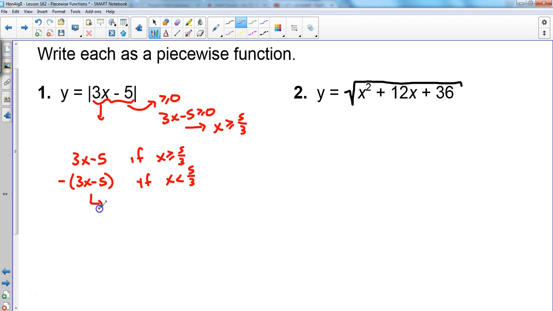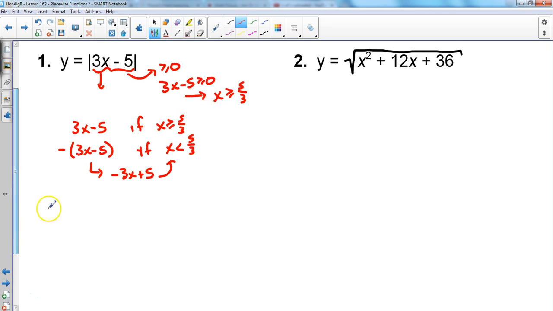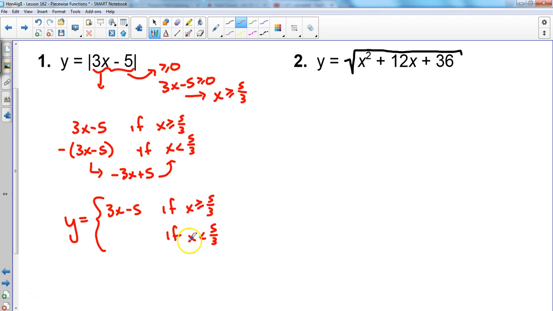So a little bit of simplification here. We want to distribute the negative, so negative 3x plus 5. And it follows this rule if x is less than 5/3. So writing this piecewise function looks something like this. I've got my two rules. My first rule is the positive version, so it's 3x minus 5, and that happens when x is greater than or equal to 5/3. And if I plug in something that is less than 5/3, then I get the negative version, and it's negative 3x plus 5.